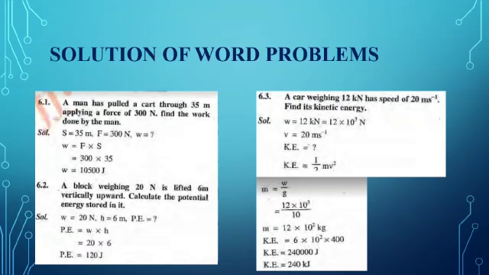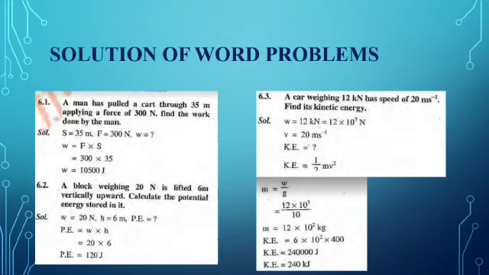6.2 is a block weighing 20 newtons lifted 6 meter vertically upward. Calculate the potential energy stored in it. So weight is given 20 newton, height is 6 meter, and potential energy you have to find. So you know very well potential energy is equal to W into h, or W is mg, so you can write W in place of mg. So 20 into 6, you will get 120 joules.